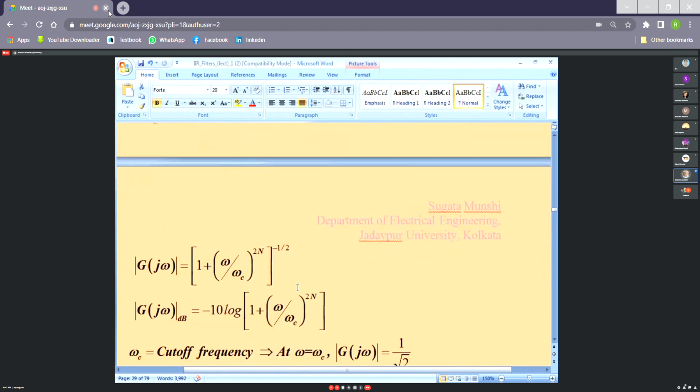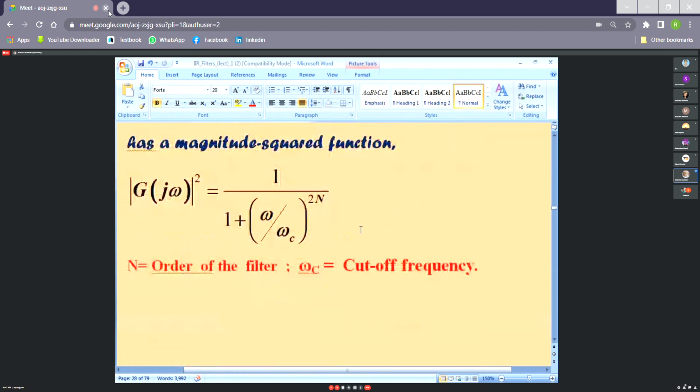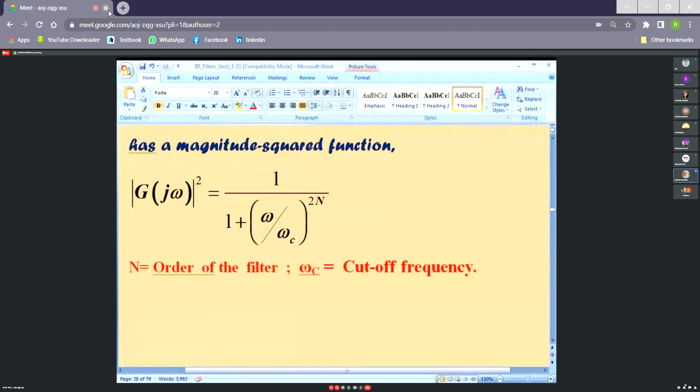Just tell me one thing. This is the amplitude squared function or magnitude squared function for a low pass Butterworth filter. What will be the expression for the magnitude squared function of a high pass Butterworth filter? Can you tell me? In numerator, there will be an omega. Is it so? Everything else will remain same. No, sir.